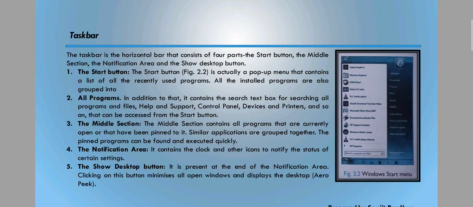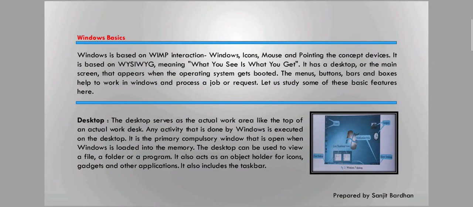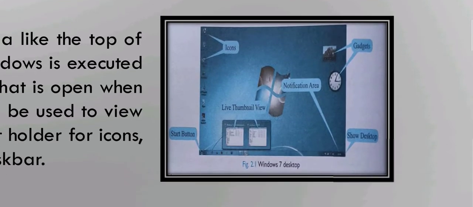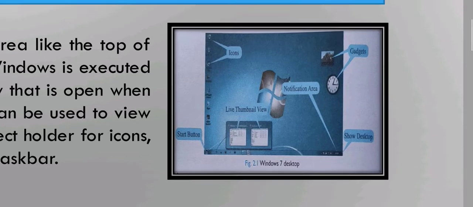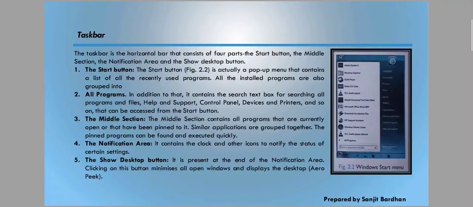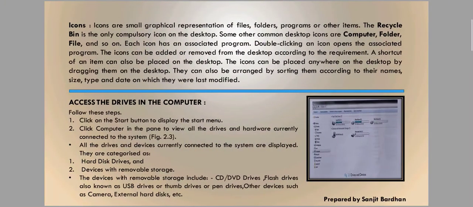Okay, next is the show desktop button. It is present at the end of the notification area, and clicking on the button minimizes all open windows and displays the desktop. That means you can see the image here, show desktop. When we click on the show desktop icon, then all the things are hidden and we can see the complete desktop on our screen. Okay, so move on to the next, icons.